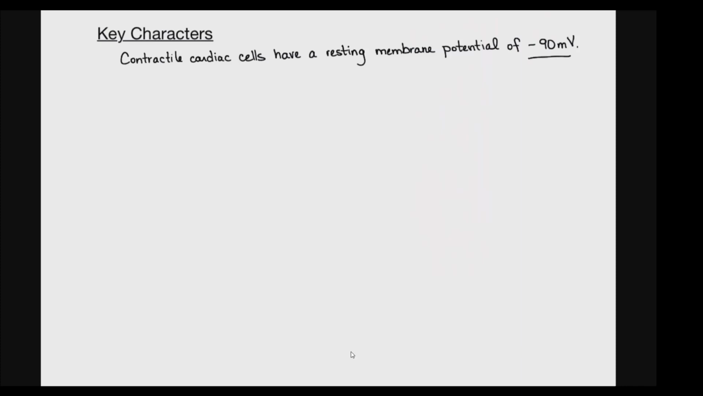Well, here we see -90, so what does that mean? That means that only potassium is allowed to reach its electrochemical equilibrium. And that is because there are virtually 0 sodium leak channels. So we're just going to simplify this and say 0.